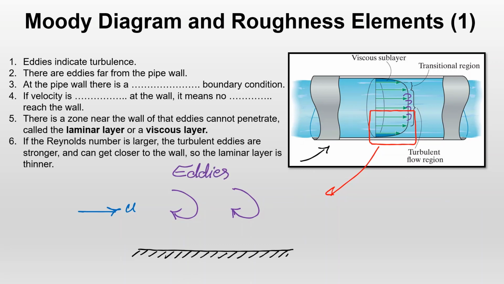So now let's go through the items one by one. Eddies indicate turbulence, and turbulence happens usually when the flow is developed in the middle section of the pipe. Number two says that there are eddies far from the pipe wall. You know why? Because eddies happen in the turbulent flow region of the pipe. Now, number three says that at the pipe wall, there is a no-slip boundary. No-slip boundary. This is very beautiful.